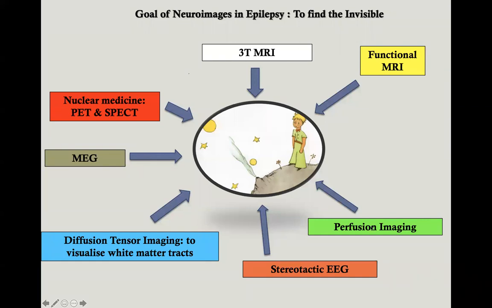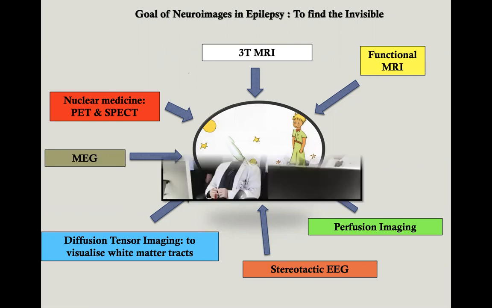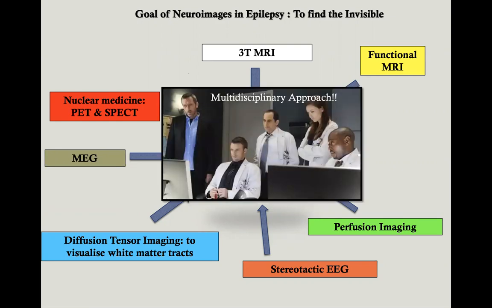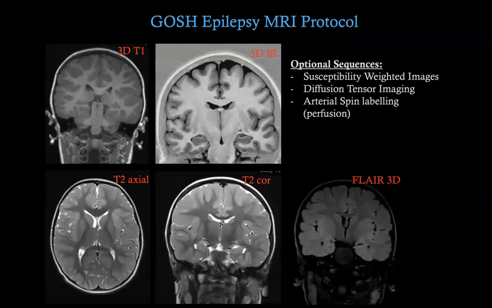Anyway, you see that you have here only one of these is the MRI scanner. The rest are functional images or EEG or this MEG that I will tell you about, or nuclear medicine. Because the more information you have from different sides, the more sensitive you will be in picking up the lesion. So you need a multidisciplinary approach, that's very important, and you need an adequate protocol.